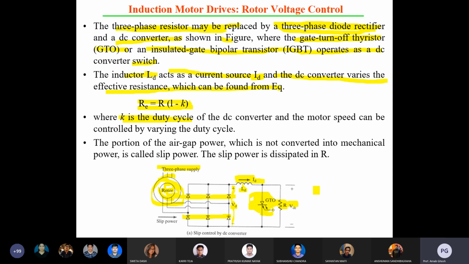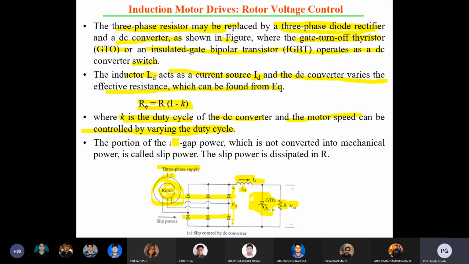So loss minimization is what you are doing under these conditions, reducing the loss of the DC converter, and the motor speed can be controlled by varying the duty cycle.